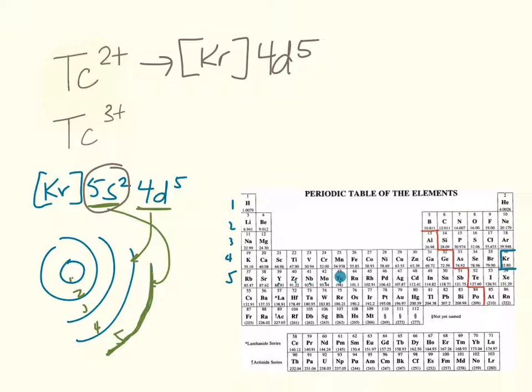Now, if it becomes 3+, it has to lose one more. And so then it can come from here. And so technetium 3+ is going to be krypton 4d4 because it lost an extra one. It lost the 2 from right here, and then it lost 1 from right here, and that makes it 3+.